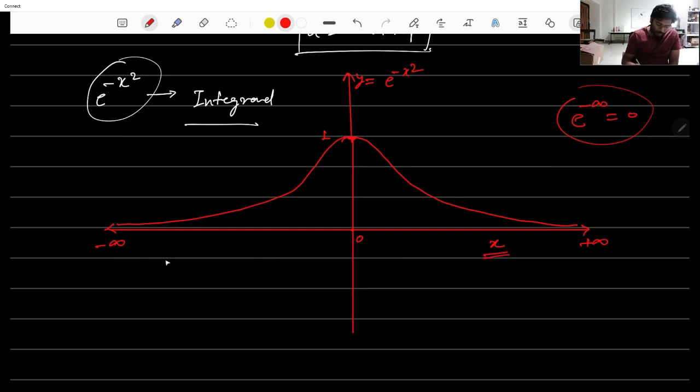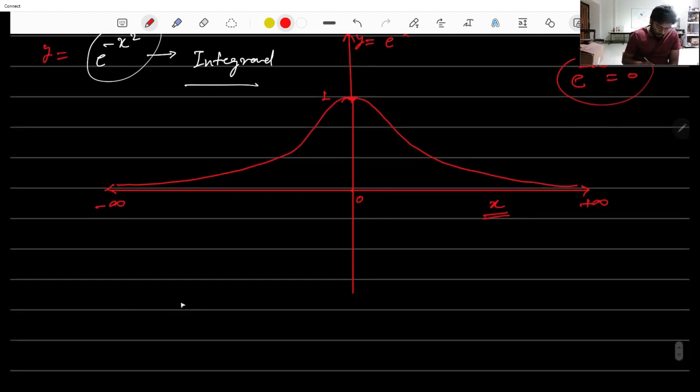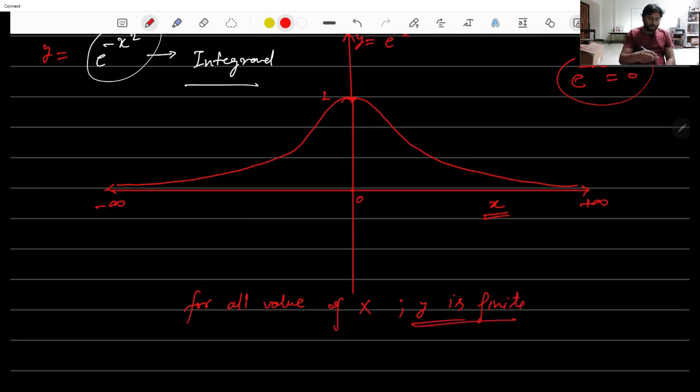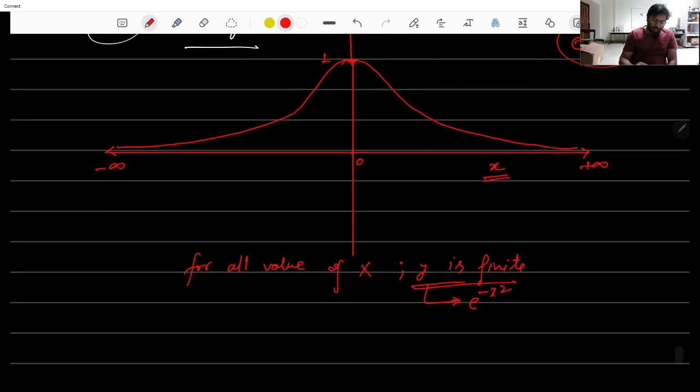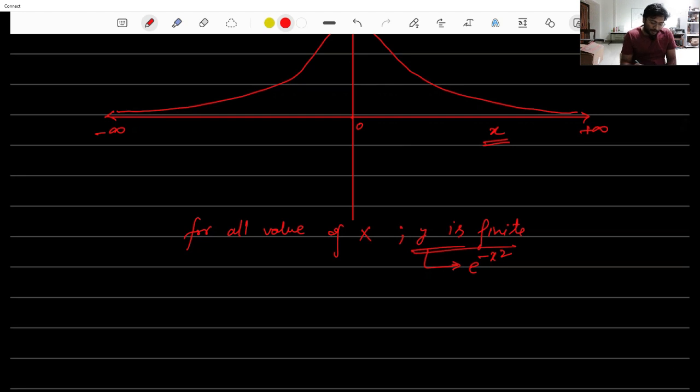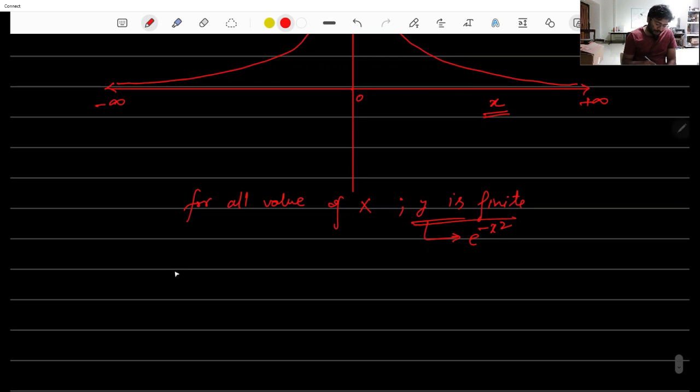Fine. So in the whole range of the x-axis, the value of this integrand, which you are calling y, is finite. So for all values of x, y is finite. What is y? Our integrand, e to the power minus x square. Correct. So because it gives a finite value, the integrand is finite at every x, and now you are choosing a different integrand, which is e to the power minus ax square.